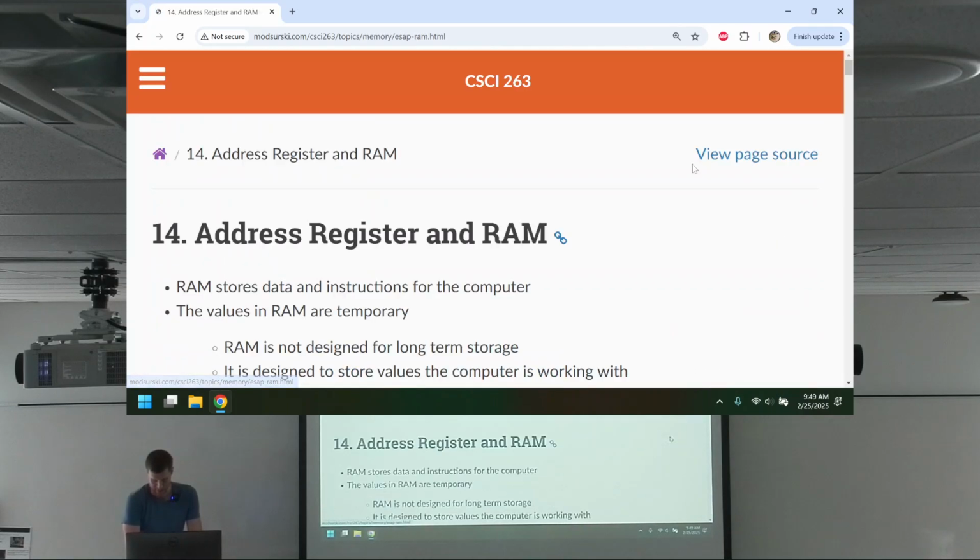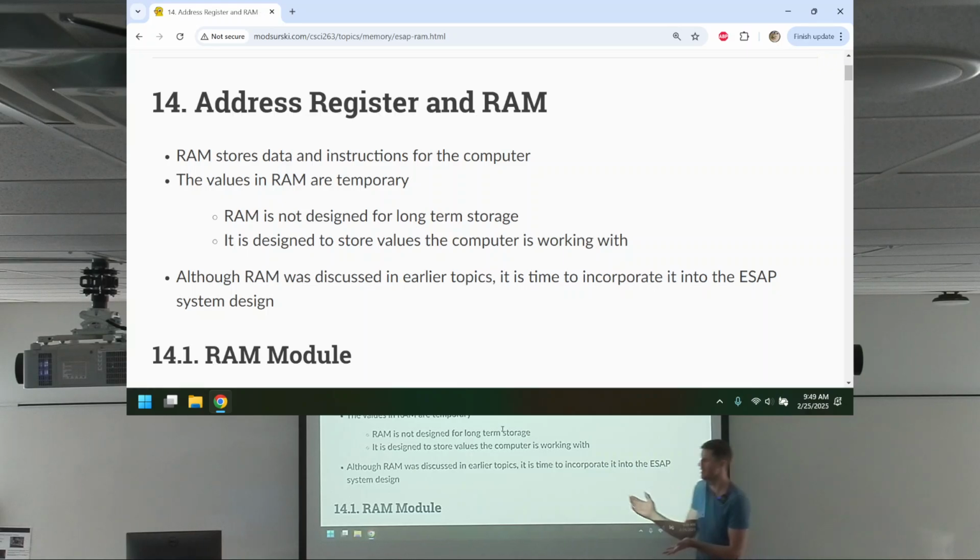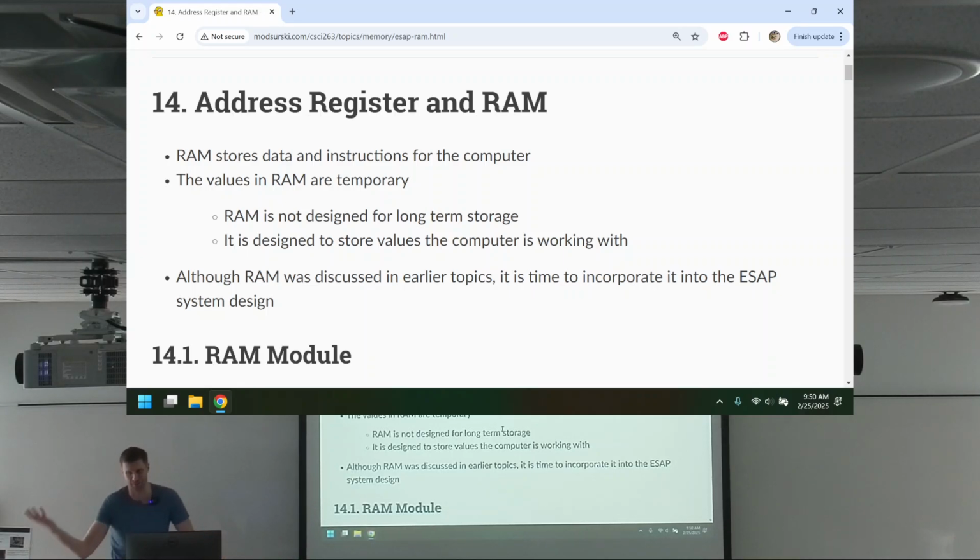All right, next topic. Address, register, and RAM. Well, we already know what RAM is going to look like. We already built RAM, but we never incorporated our RAM into our system yet. In general, RAM stores instructions and data for the computer, although instructions really are just data.